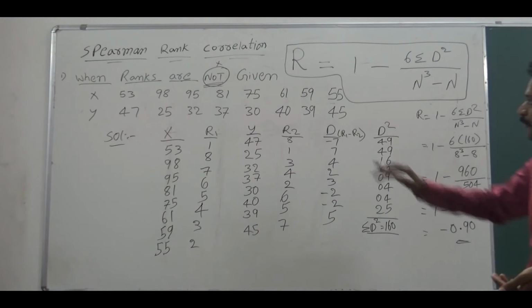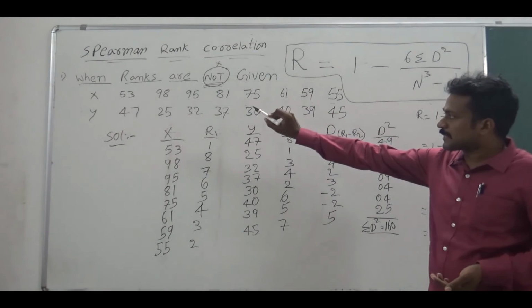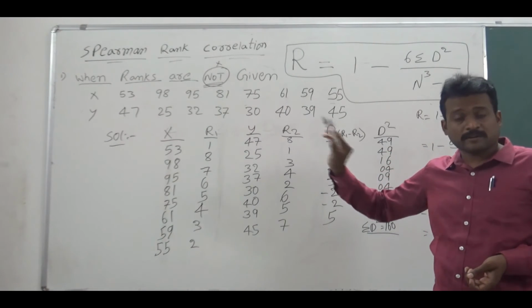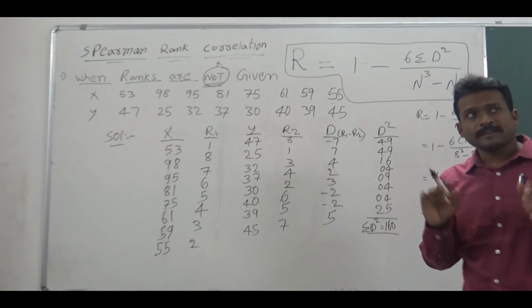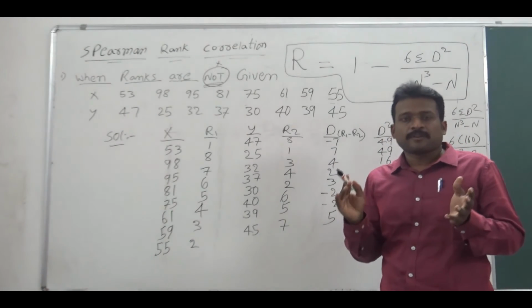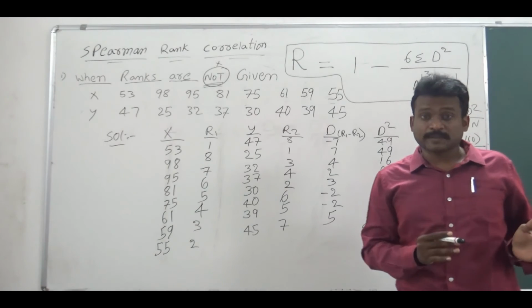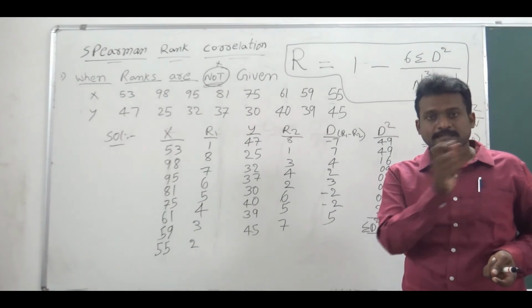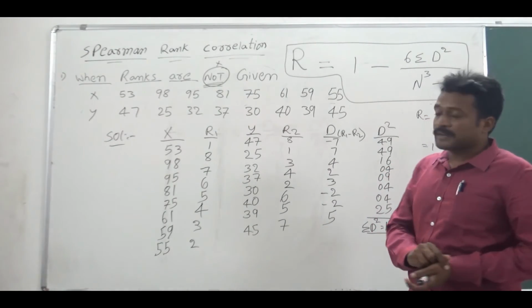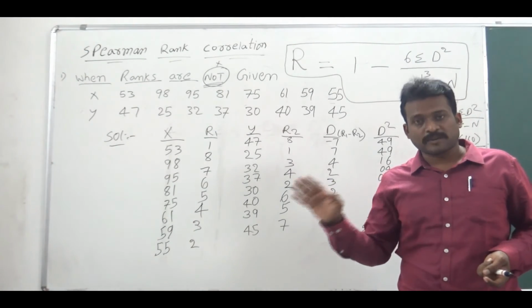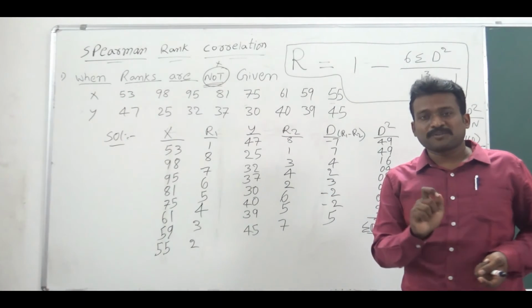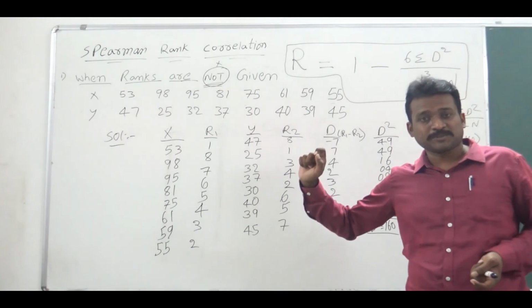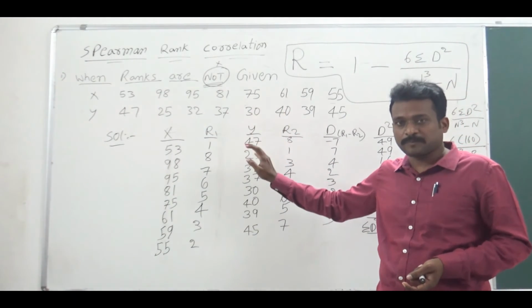Okay, so this is when ranks were not given in the problem; x values are given and y values are given. The way we can decide whether ranks were given or not, I told you in the last video. When ranks are given, it just starts with 1, 2, 3, 4, 5, 6 likewise. Since we don't find those kinds of values, you need to understand that ranks were not given in the problem.